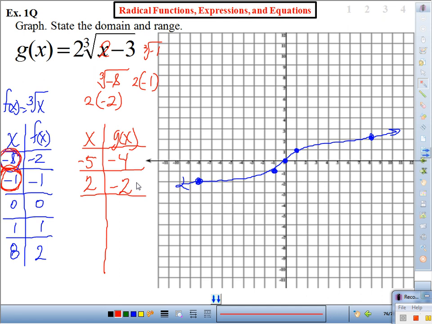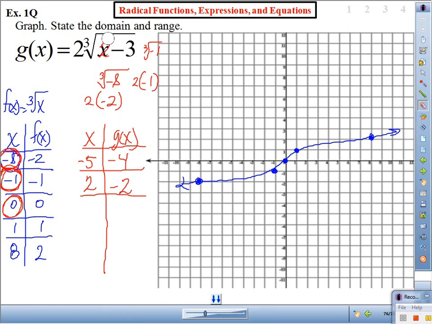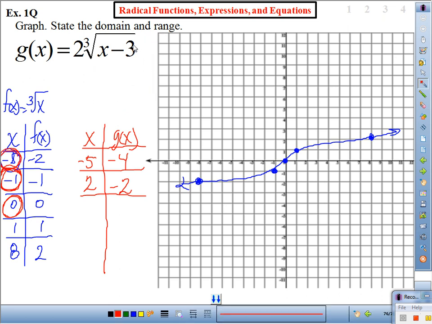How are we doing? Next, on the parent function, the next value should have been 0. So here, let me erase this really quick. Here, this needs to be 0. So what value of x makes this 0? 3. So 3 minus 3 is 0. Cube root of 0 is 0. 2 times 0 is 0. See if you can do the last two values according to the process that we just did.